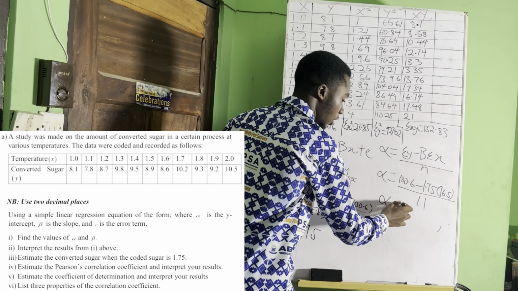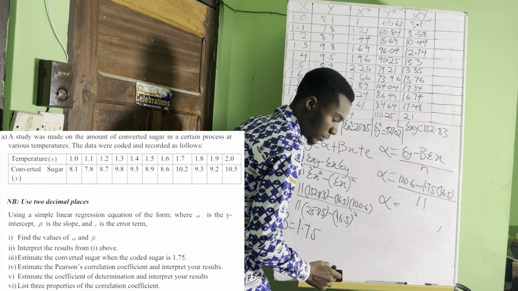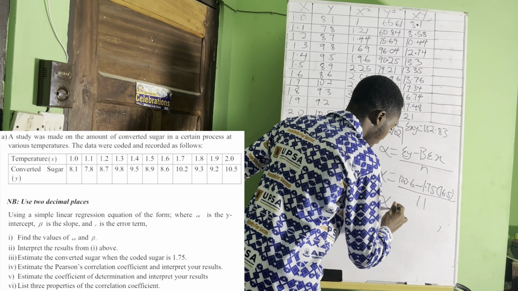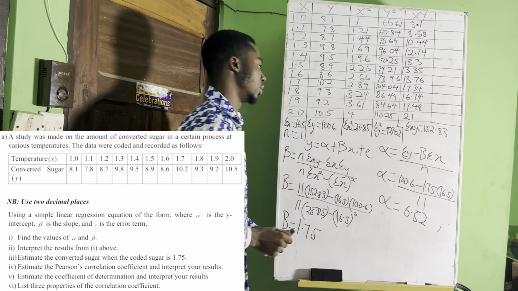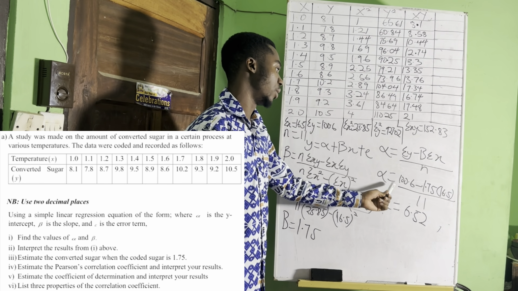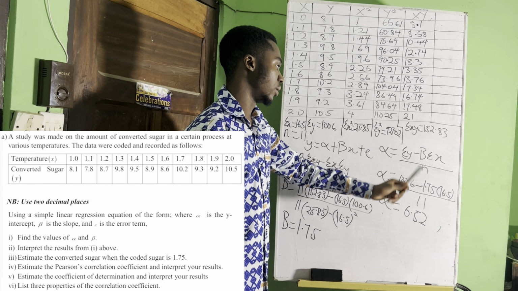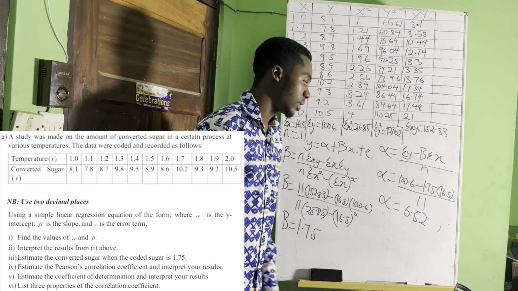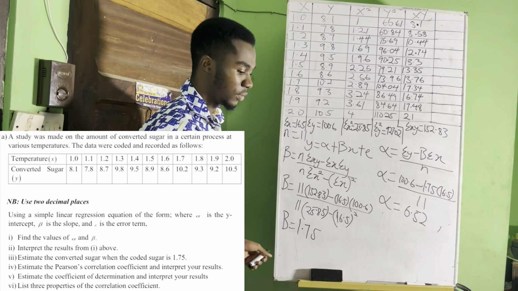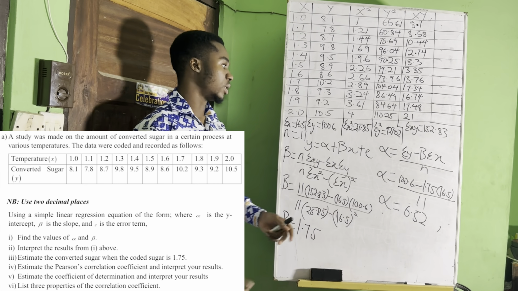When you punch it, you should be getting 6.52. That's to 2 decimal places. Don't forget every answer we get, we are leaving it to 2 decimal places. So when you punch all this on the calculator, 100.6 minus 1.75 into brackets 16.5 all over 11, you should be getting 6.52. That's when you leave your answer to 2 decimal places. So please, I hope you get it.